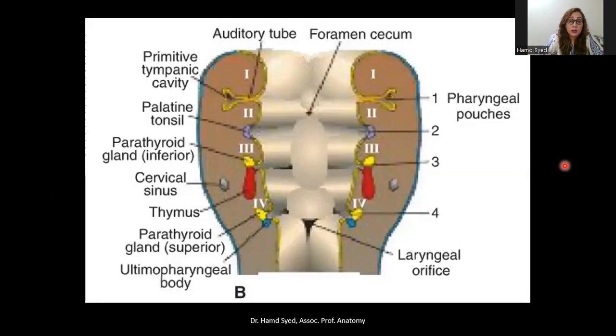So here is a diagram, which is then again the coronal section through the pharyngeal wall. Here is the pharyngeal wall. And externally, you can see this is the ectoderm, and internally over here is the endoderm. So this pharyngeal wall is showing us over here the foramen cecum. We'll talk about that later.